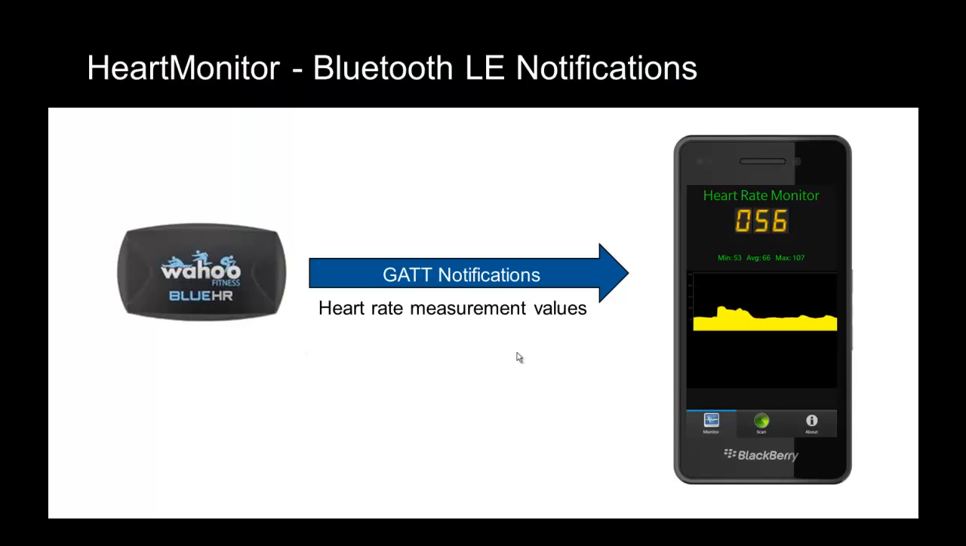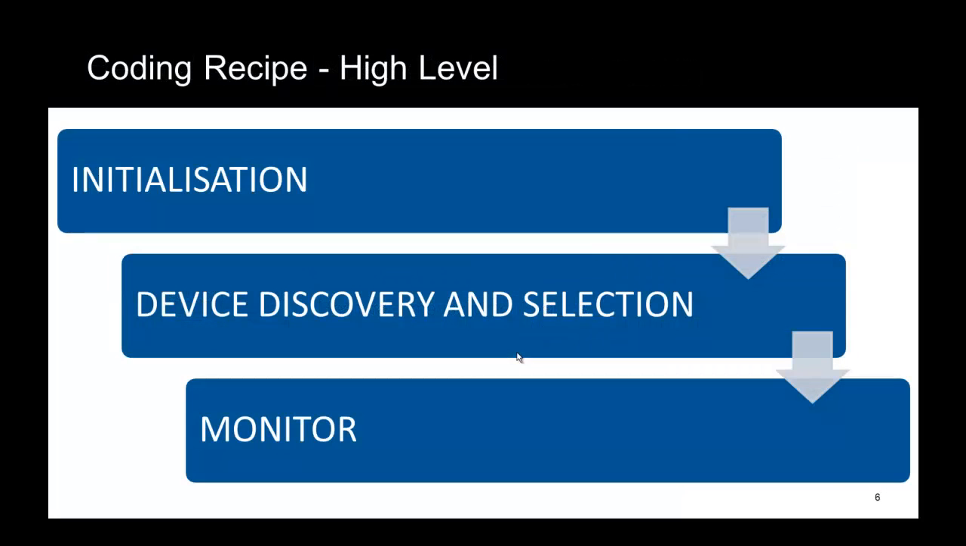So let's talk about how we went about developing the heart monitor application. From a coding point of view, there are three things we need to address. There's some initialization to do. We need to equip our application and our BlackBerry 10 smartphone with the ability to discover other Bluetooth devices in the vicinity, figure out which of them have the heart rate profile and service running on them, and do some filtering. And we also need to implement the monitoring functionality whereby we receive heart rate data over our Bluetooth connection and use it. So let's have a look at those one at a time, starting with the initialization stage.